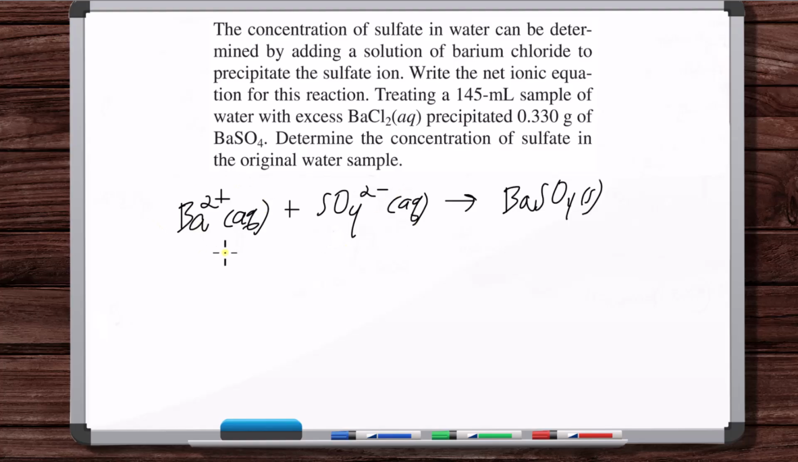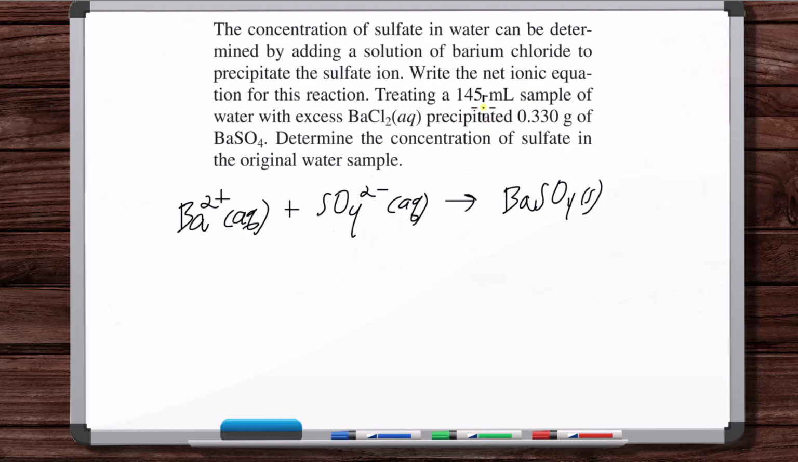We didn't run out of barium for this precipitation reaction when these solutions were mixed. We never ran out of barium. We ended up with excess barium, but the sulfate was the limiting reagent. As long as we had an excess of the barium chloride, that amount is irrelevant. What's relevant is how much of the precipitate was formed, how much of this barium sulfate was formed. It was 0.33 grams.